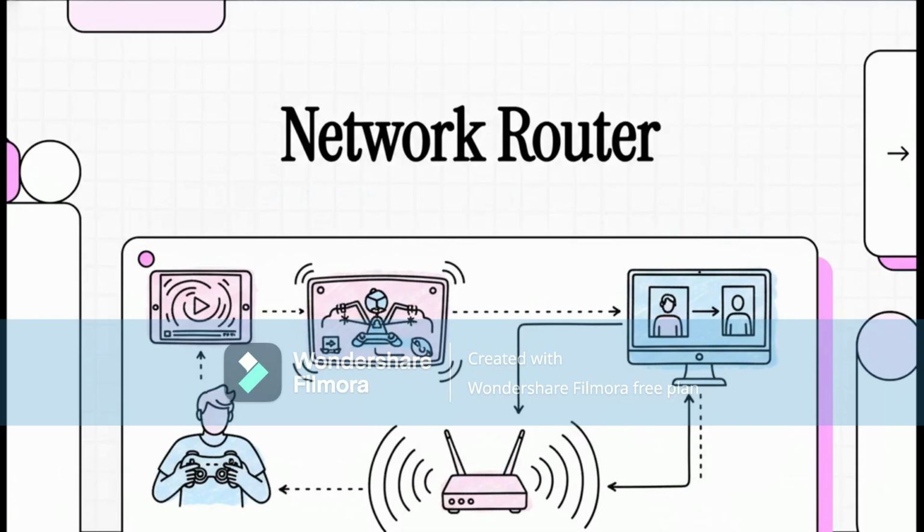Okay, picture this. You're at home streaming your favorite show. At the same time, your sibling is in the middle of a huge online game, and maybe your parents are on a video call in the other room. How in the world does all that work so smoothly, all on just one internet connection? Well, the answer is a little device we're going to talk all about today, the network router.